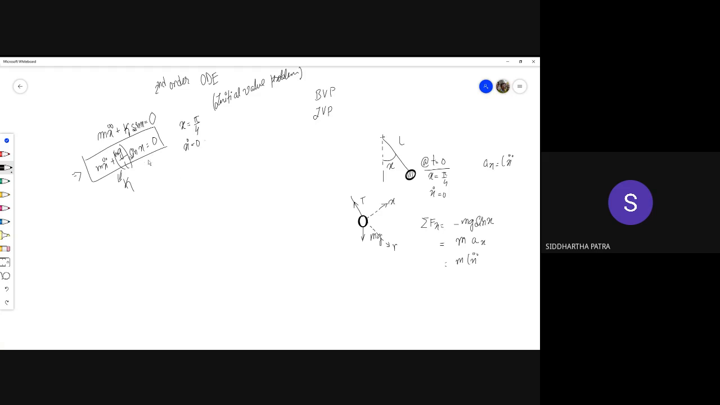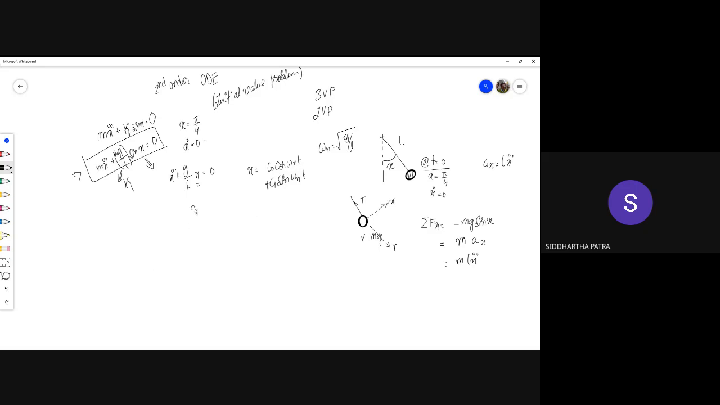Now of course, we take it to something like x double dot plus g divided by L x equals 0, and eventually we say that x is something like c0 cos omega n t plus c1 sine omega n t, where omega n is essentially the square root of g by L. We know that it is going to perform a simple harmonic motion. But how do we get here?